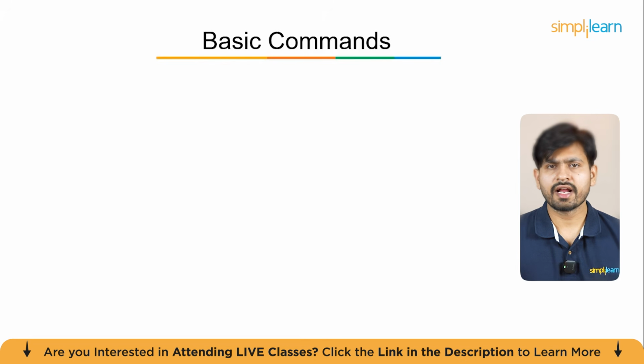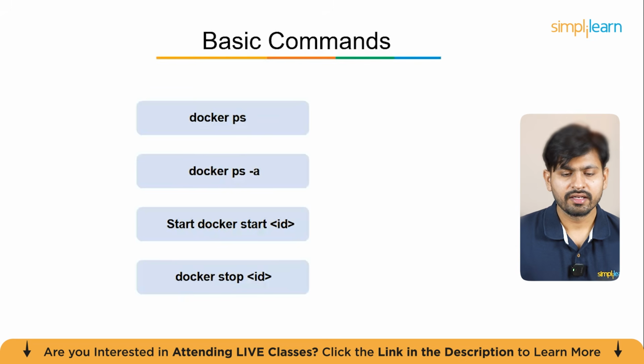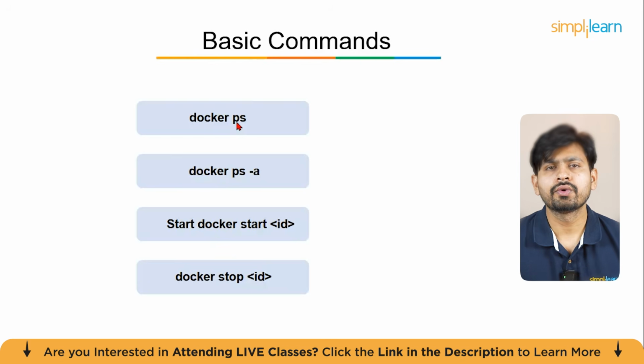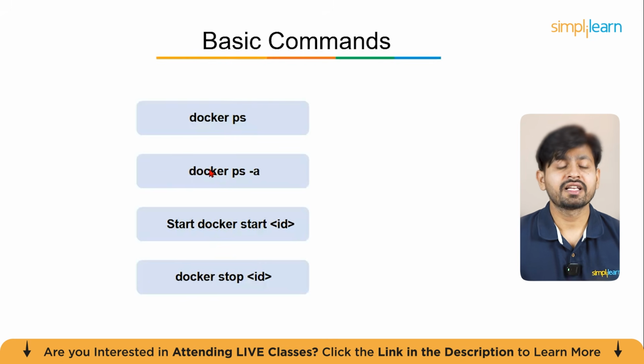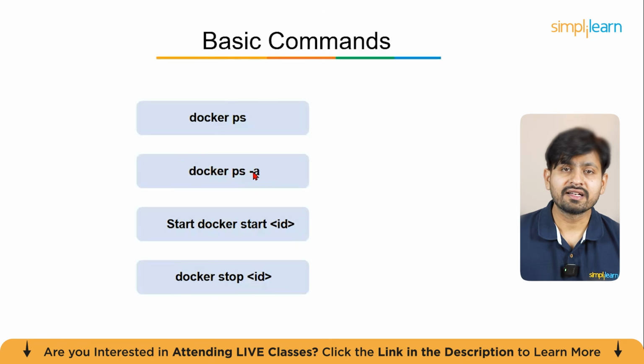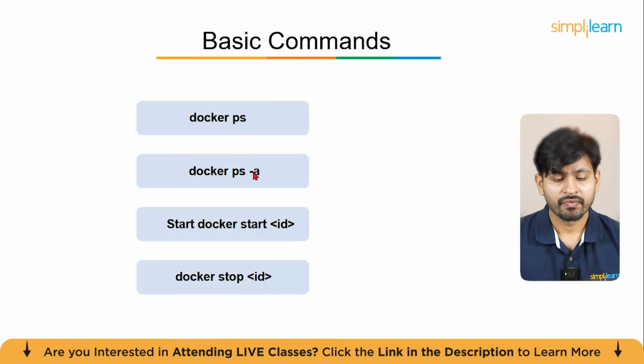So guys, let us look at some of the basic Docker commands. So first one, we have docker ps. Let's say you want to know your respective containers, how many containers are there? It is only going to show you the running containers on your given Docker. So you can use docker ps for the same. Now, if you are using docker ps -a, it is going to show you all the containers, including the stopped ones. So for that, you can use this command.